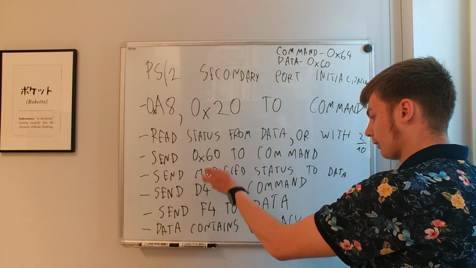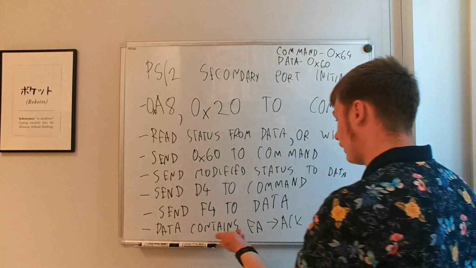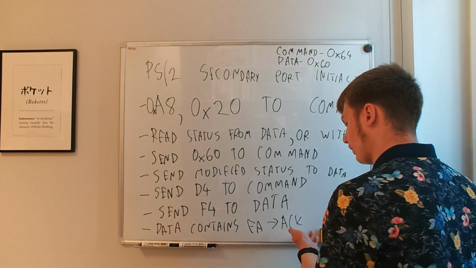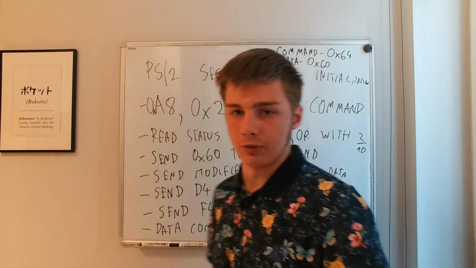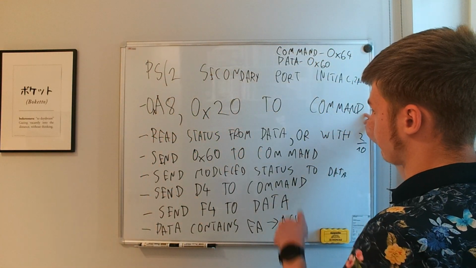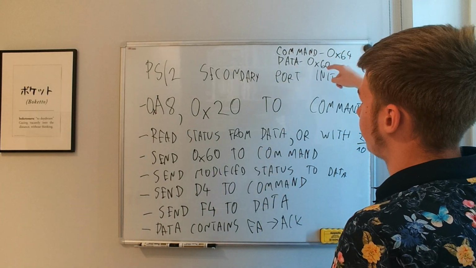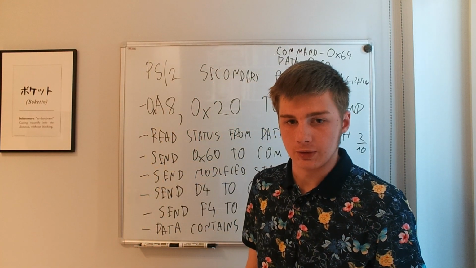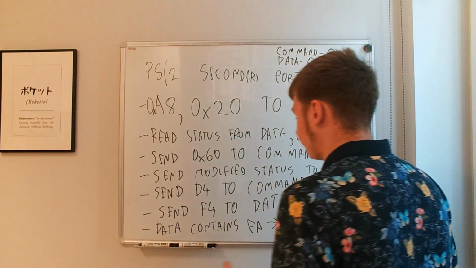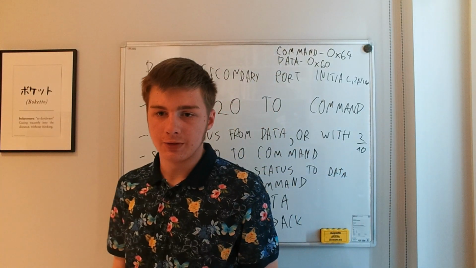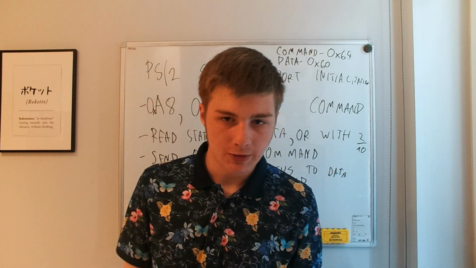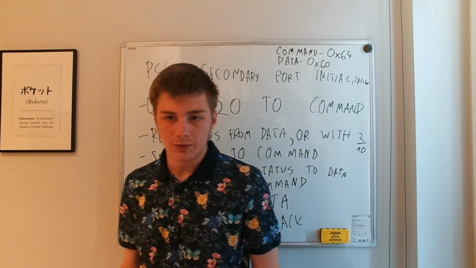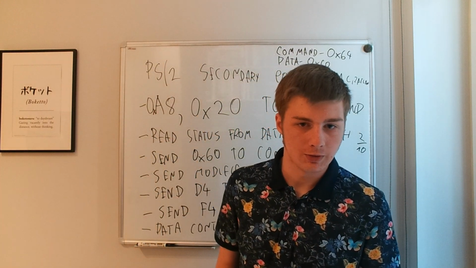And once we've done this, we can also check if the data port now, if we read it, does contain FA. If yes, that's an acknowledgement that we've done everything correctly. Be sure to obviously replace every command and data with those ports, which should be the same for every PS2 controller according to a standard. Okay, so this is the whole PS2 secondary port initialization procedure. So now I'll be working under the assumption that what is plugged into the PS2 secondary port, and this is a pretty safe assumption, is a mouse.